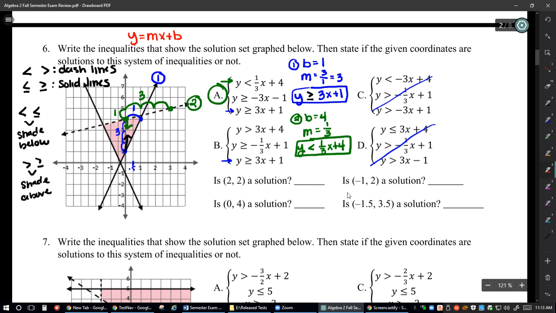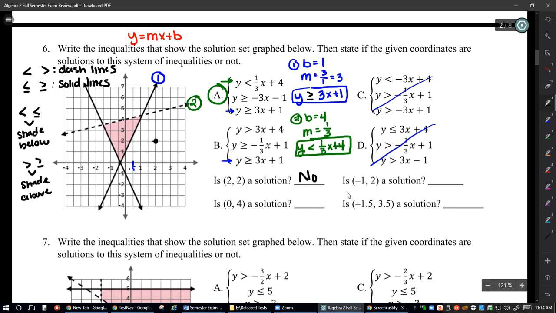Now for the second part of the question, it said, which one of these coordinates are solutions? So I'm going to erase my colorings for the creation of the lines themselves. So for the second piece, we're going to plot points and see if it lands either in the shade or on a solid line. So 2, 2. 2, 2 is actually here. And so since 2, 2 is not in the shade, this is not a solution.